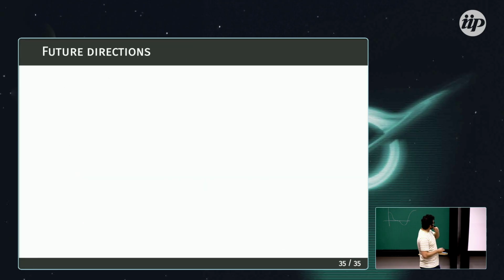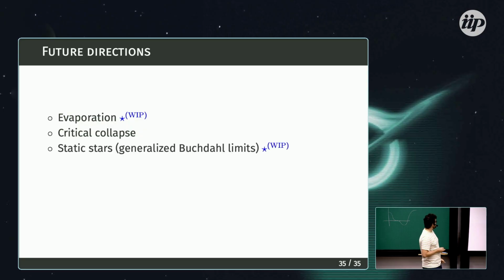Okay, so let me mention a few additional future directions. We would like to study evaporation. It's related to some of the things I said before, some of these perturbations, the semiclassical ones in particular. What happens with critical collapse? In this case, there are no singularities, so what happens if you fine-tune the parameters so that they actually lead to a naked singularity of zero size in these models? Another question: now you have a framework, so you can start studying other things. You can study static stars.